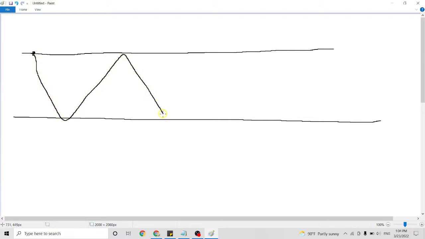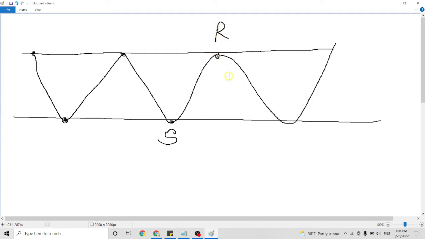Okay. So here, come up here. This we call checkpoint. And come up here, it's a checkpoint. But when I come down again, this is called support. And come up here, called resistance. Support again, resistance again.